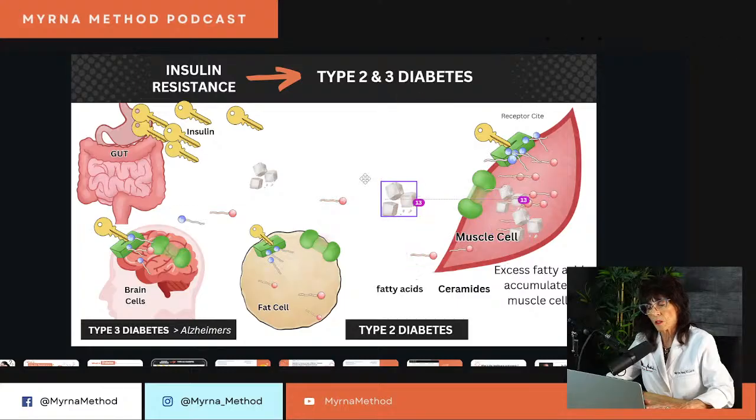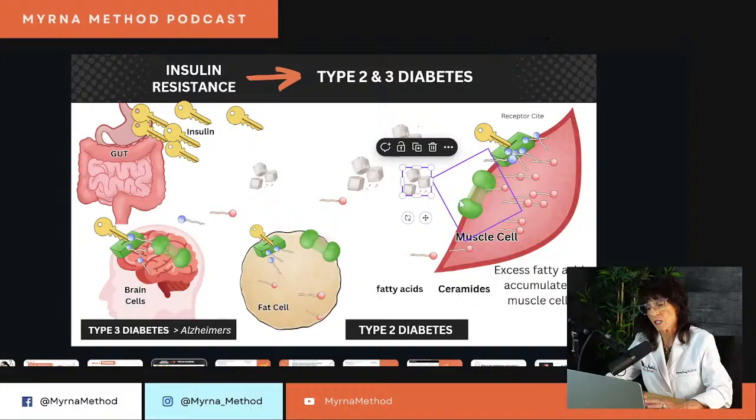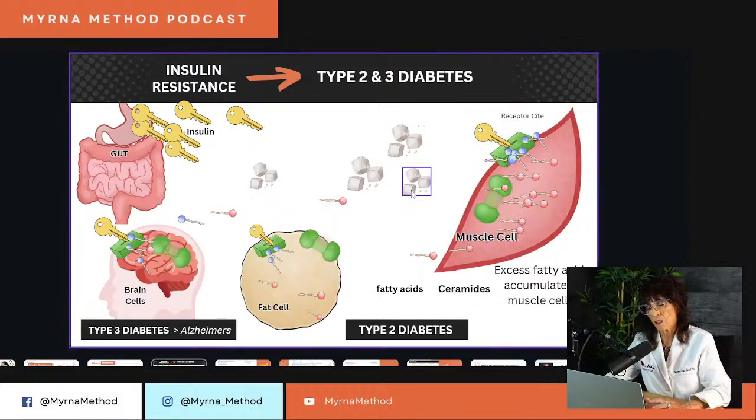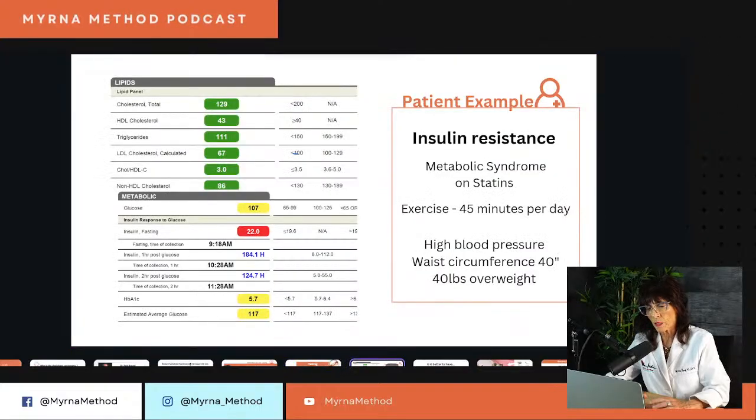And I do see this with a lot of my athletes when I do a 2-hour glucose test, and I can see what happens when I give them a little sugar drink, and we can see when we take their blood that they do have it, although their A1C is low. So I wanted to throw that out there. So let's go back to the example of one of my patients. And I pulled up some blood work here. So this is insulin-resistant metabolic syndrome on statins, and they exercise 45 minutes a day.